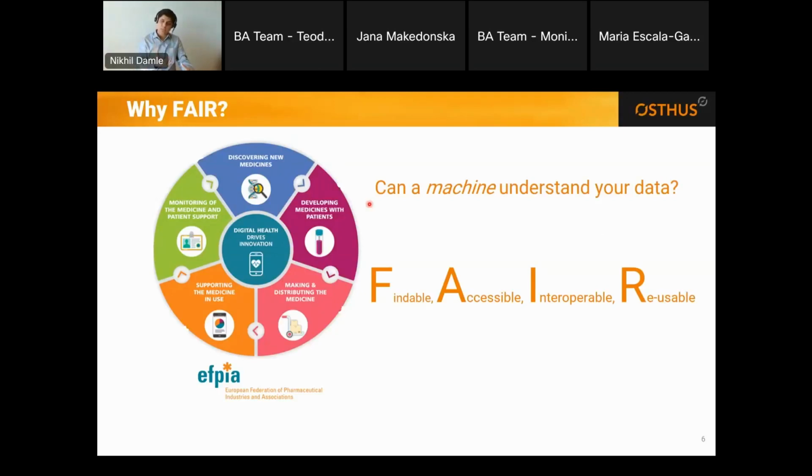Therefore, the question that we need to ask ourselves today is, can a machine understand our data? Can a machine understand us? It is in this context that our data needs to be findable, accessible, interoperable, and reusable. It's not just that humans understand our data, but nowadays it is also important that machines do as well.